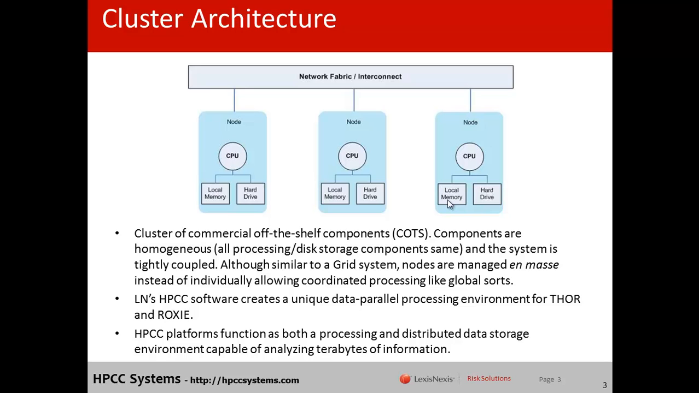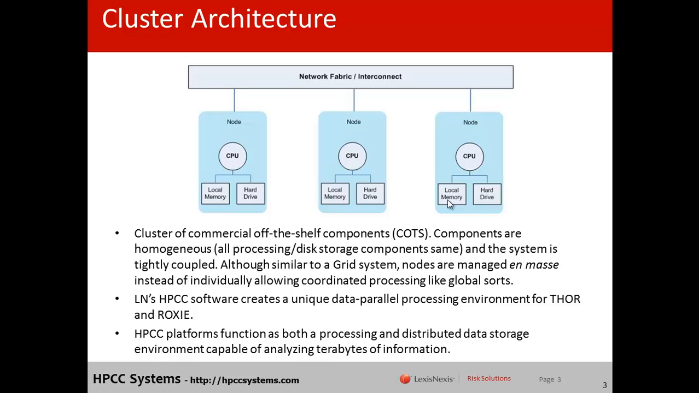Now let's look at the cluster architecture. The architecture of both THOR and ROXIE are exactly the same, using commercial off-the-shelf components, or COTS. The components are homogeneous, which means that all the processing and disk storage components are exactly the same or very similar, and the system is very tightly coupled. The HPCC software also creates a unique data parallel processing environment for THOR and ROXIE, and performs functions as both a processing and distributed data storage environment capable of analyzing terabytes of information.